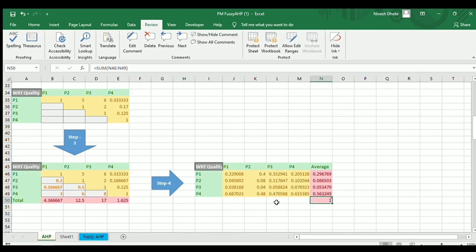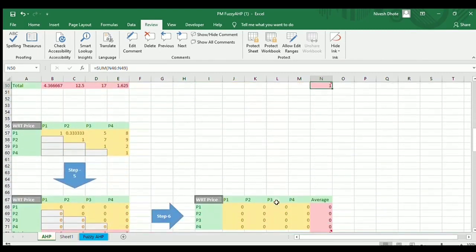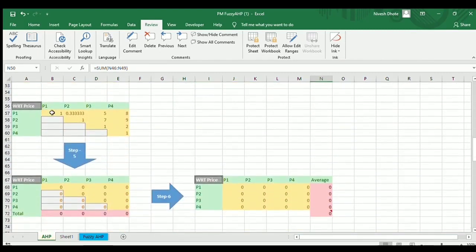After doing this, we will do the same steps with respect to price. We have done the same, and what we are getting is the average as this. So the weightage average of P1, P2, and so on, and again the sum we are getting is 1.